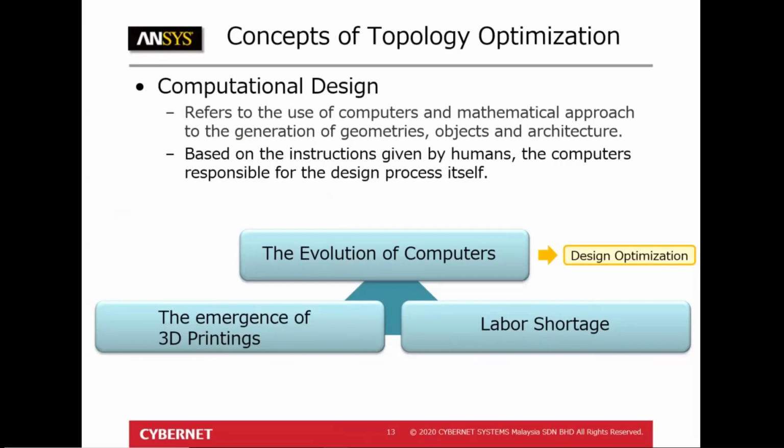Another main factor is the rise of utilization of 3D printing in manufacturing. Now, as we all may know, the charm or the benefit of 3D printing is that some shapes that cannot be manufactured by conventional manufacturing techniques can be made possible using a 3D printing process. And then, of course, finally, labor shortage has always been one of the motivations behind the emergence of most technologies we see today. The same case applies to computational design as well.